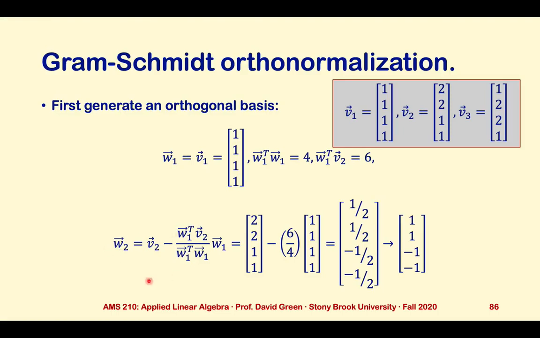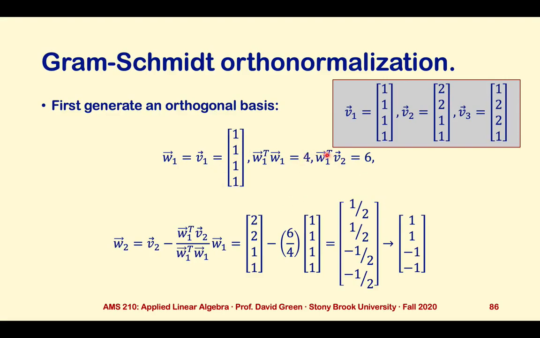We are then going to want to compute our second orthogonal vector by taking our second vector from our original set and subtracting off the projection of that onto w1. This is going to involve a ratio of the dot product of v2 with w1 and the dot product of w1 with itself. So we can start off by computing those two terms. The dot product of w1 with itself is the sum of the squares of its terms. 1 plus 1 plus 1 plus 1 is 4.